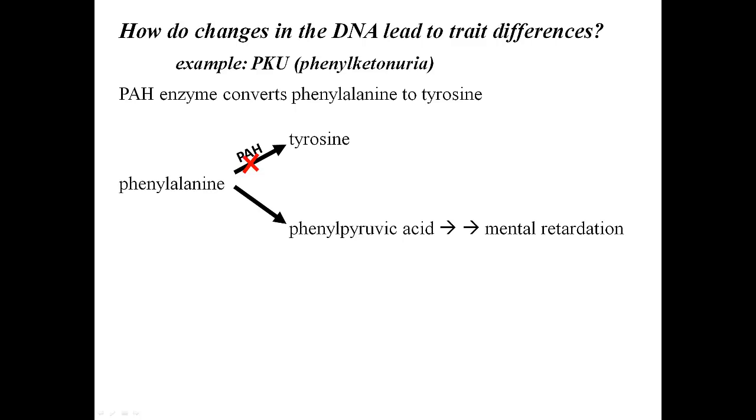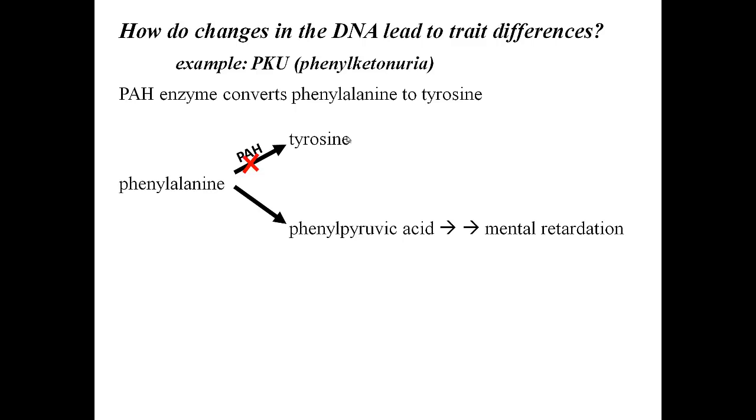People who have PKU are missing a very important enzyme which is required to convert the amino acid phenylalanine into the amino acid tyrosine. If you eat a lot of protein in your diet, you get a lot of amino acids, and they need to be broken down into a form that we can actually use for energy.